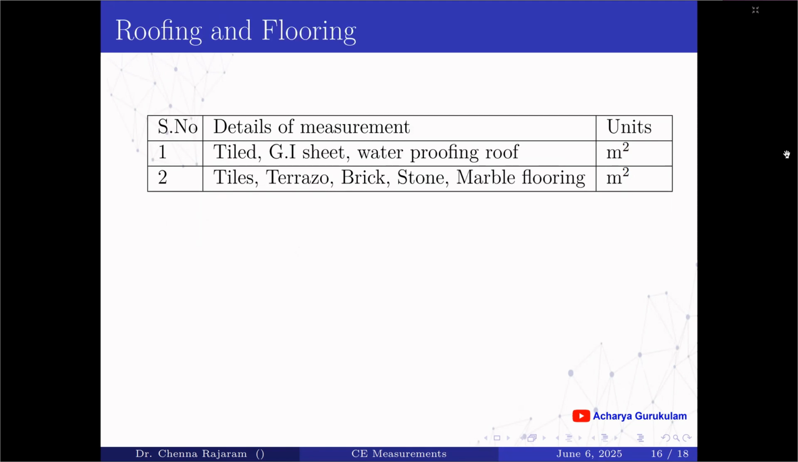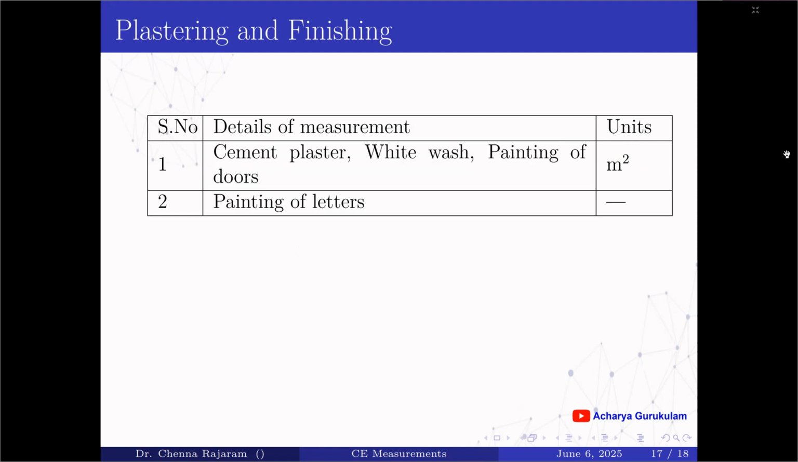For roofing and flooring, tiled roofs, GI sheets, and waterproofing of roofs are measured in square meters. Tiles, terrazzo, brickwork, stone, and marble flooring are measured in terms of square meters. For plastering and finishing, cement plasters, whitewashes, and painting of doors are measured in square meters. Painting of letters is not measured in any one of these units.